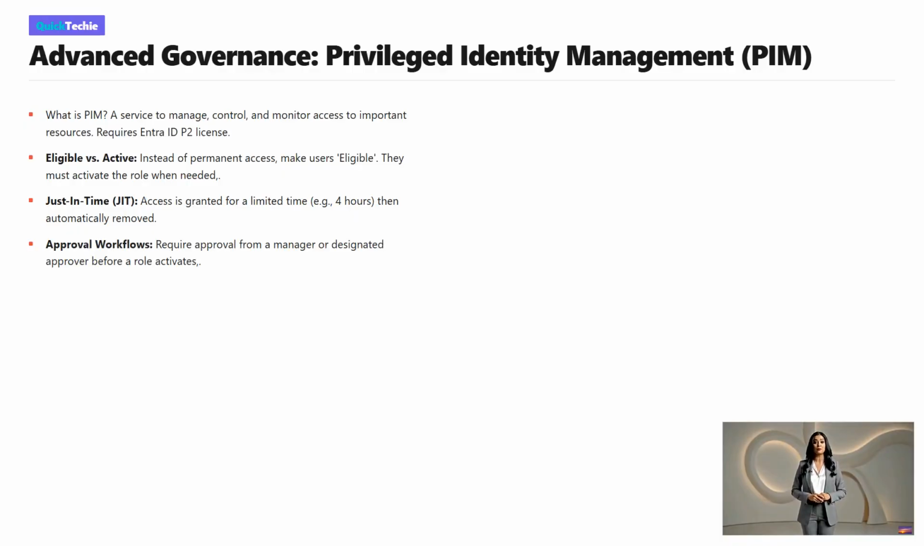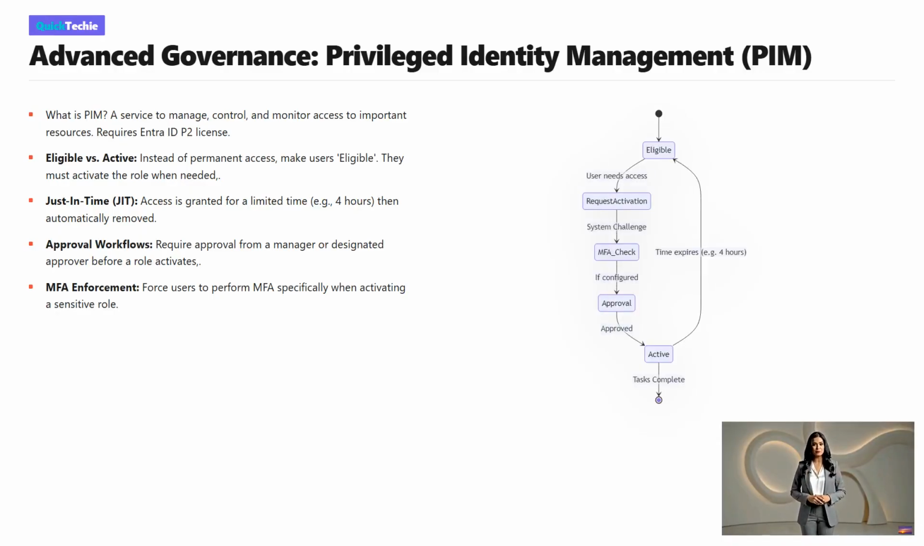For advanced control, we use Privileged Identity Management, or PIM. PIM changes the game from permanent access to eligible access. An administrator isn't a global admin 24/7. They are eligible to become one. When they need to do a task, they activate the role.